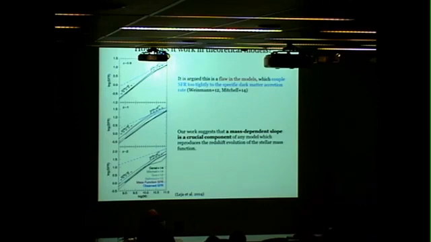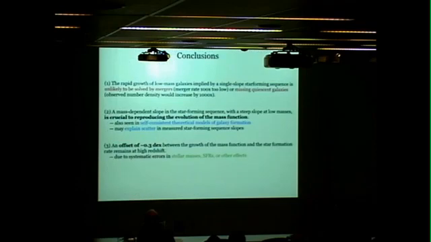But our work suggests that if you actually want to reproduce the evolution of the mass function, a mass-dependent slope is a critical component of any theoretical model trying to do that. So that's the end. I'll leave up my conclusions.